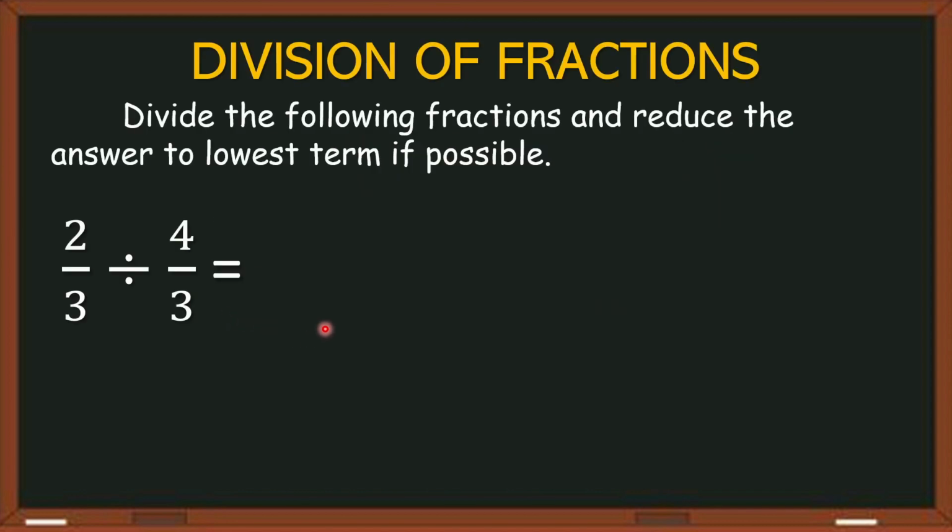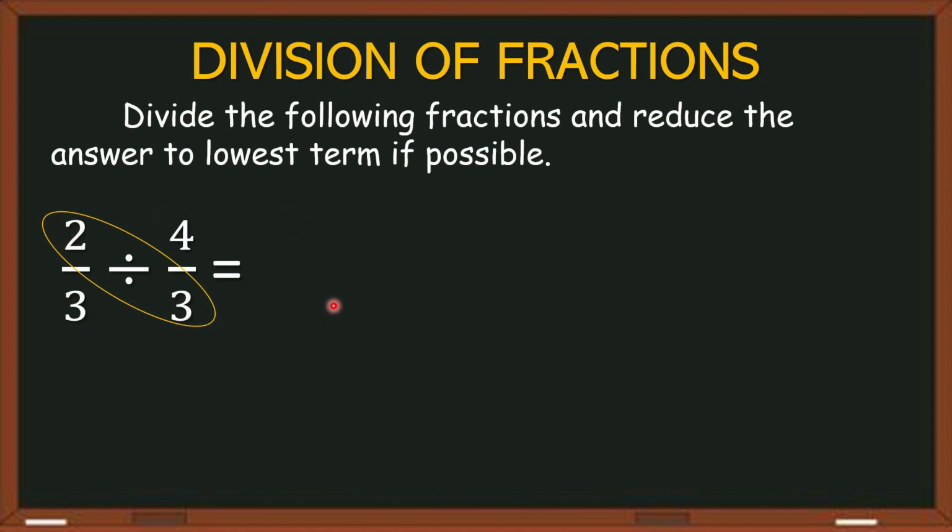So simulan natin dito sa example number 1, 2 over 3 divided by 4 over 3. So simple lang ang gagawin natin. All we have to do is to cross multiply. So i-multiply natin itong 2 times 3. So yun yung magiging sagot dito sa ibabaw.